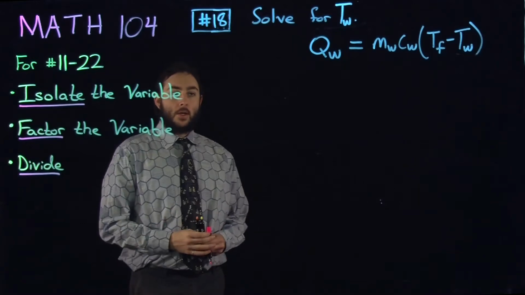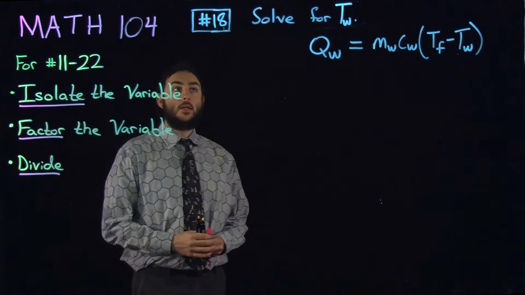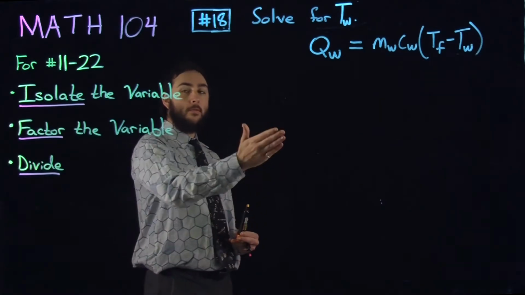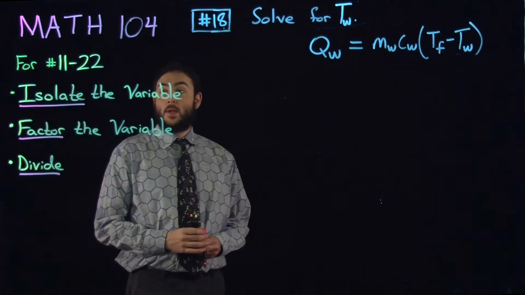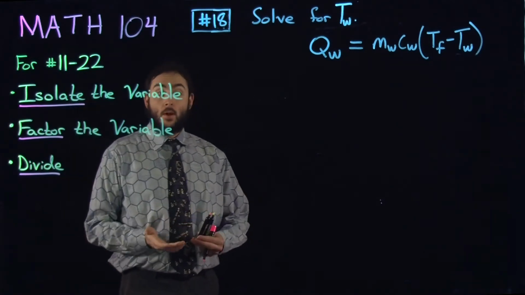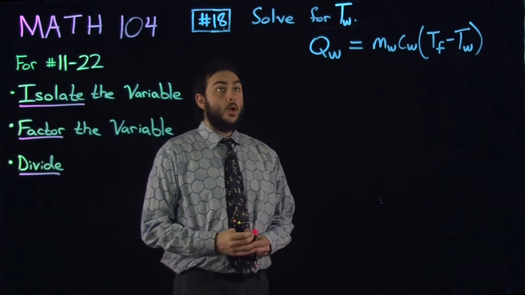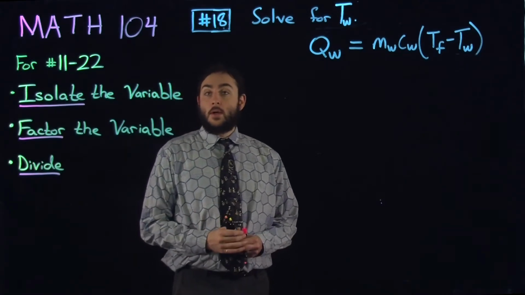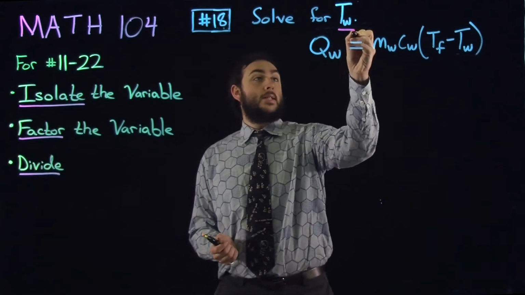Hello. We are continuing working through the gateway questions. This is question 18, solve for t sub w in the following equation. We are going to use the same steps that we've used since question 11 and that we will continue to use through questions 22. So the first thing we're going to do here is to isolate the variable. And in this case, that's t sub w.